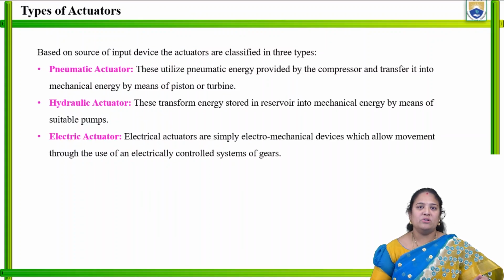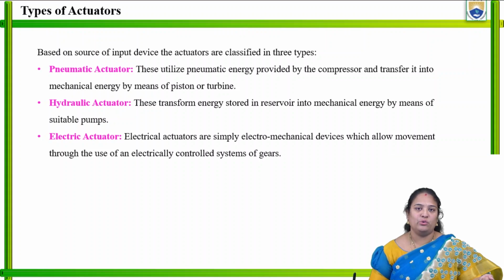So next, coming on to the types of actuator. As I've told you earlier, we have three types of actuators. That is the pneumatic actuator, hydraulic actuator, and the electric actuator. So all these three actuators have some variation in their working, right? All these three actuators will be working on different variables.